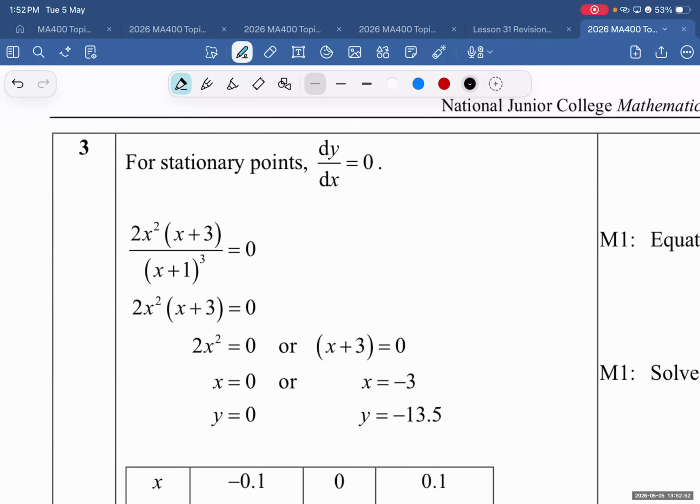I take 2, x equals 0 minus 4. 6x squared minus 4. 6x squared.